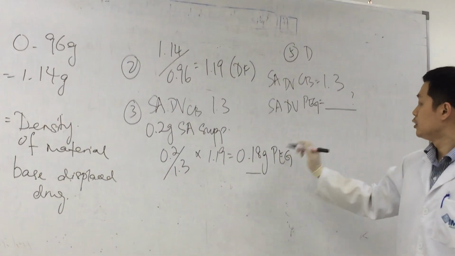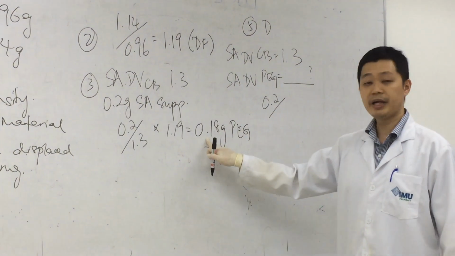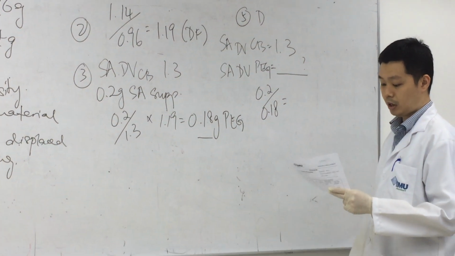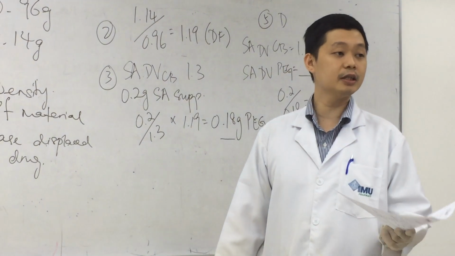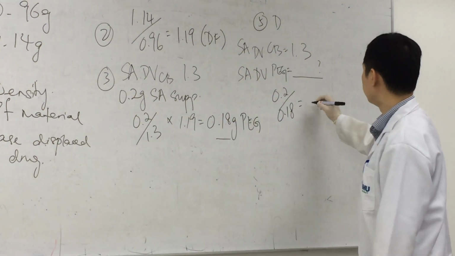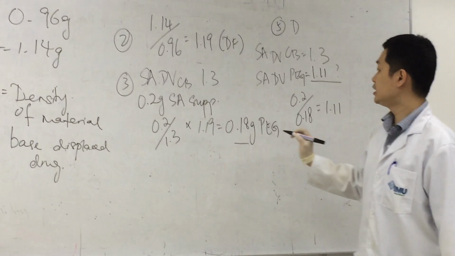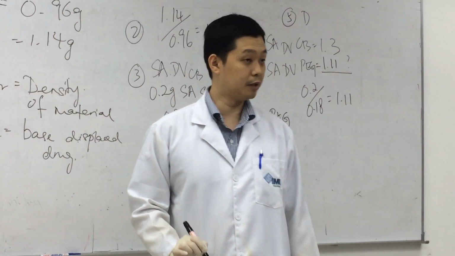So you know 0.2 will displace 0.18. Your answer should be, can you find me a calculator? 1.11. So in other words, the salicylic acid displacement value in polyethylene glycol is 1.11.